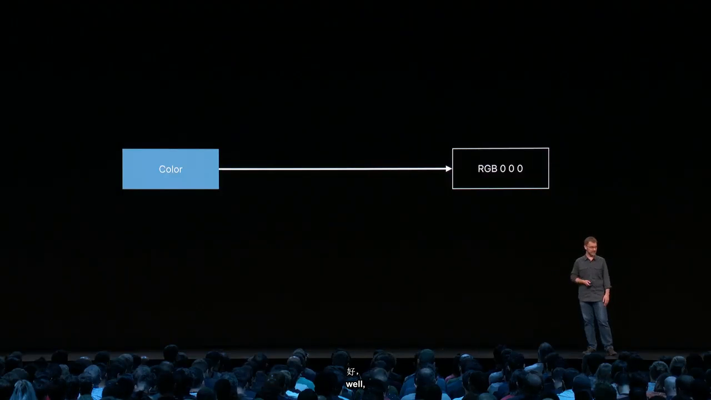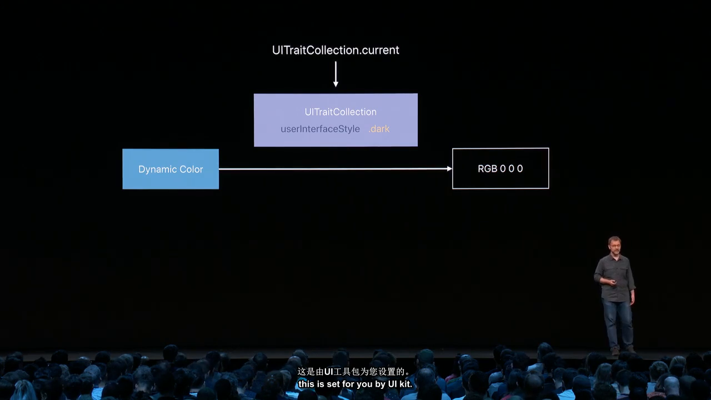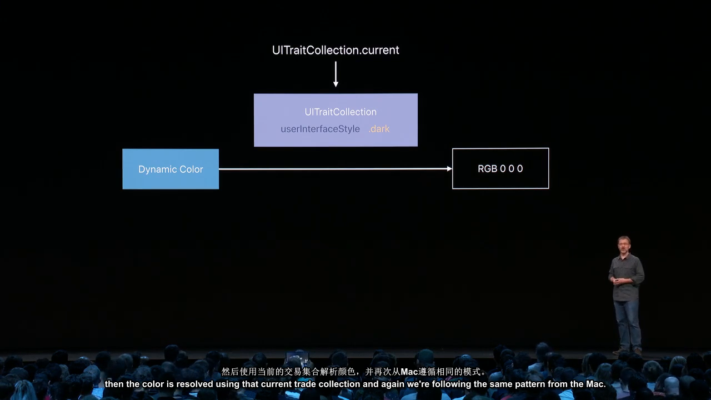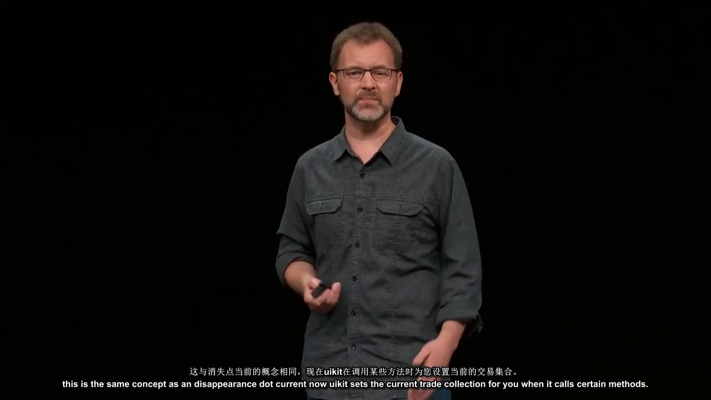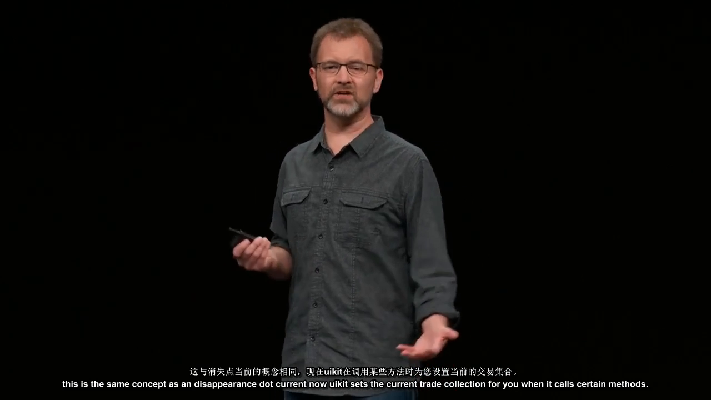How does it know? Well, there's a new property on UITraitCollection called current. This is set for you by UIKit. Then the color is resolved using that current trait collection. Again, we're following the same pattern from the Mac. This is the same concept as NSAppearance.current. Now, UIKit sets the current trait collection for you when it calls certain methods.